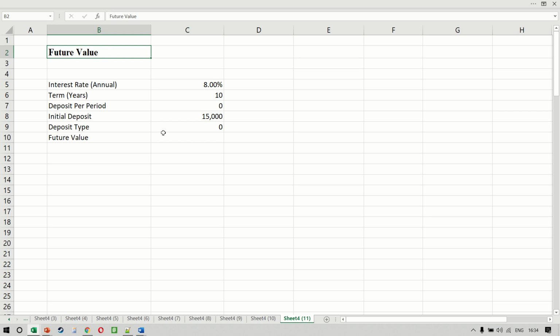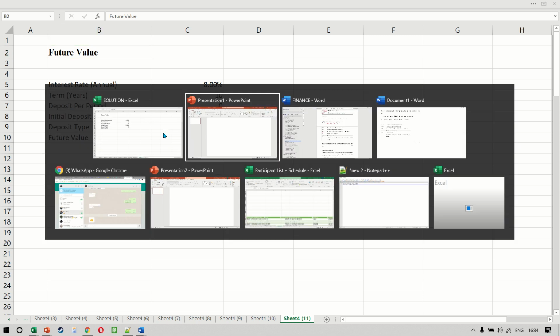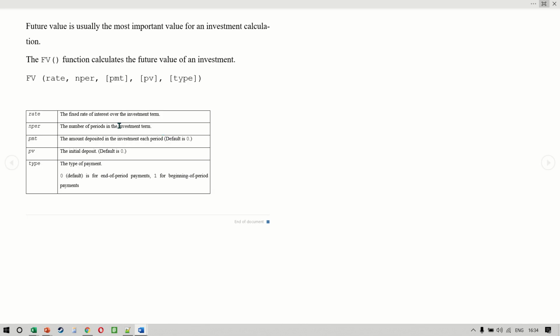The future value is usually the most important value for an investment calculation, and the future value function calculates the future value of an investment. So this is how it looks. We have the rate, NPER, payment, present value, and the type.